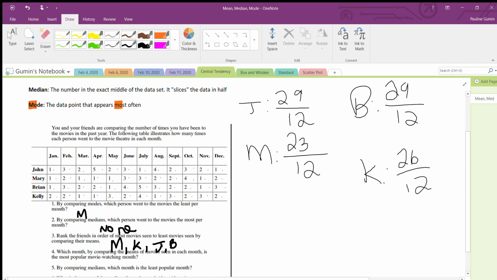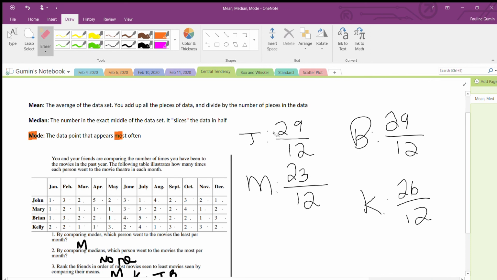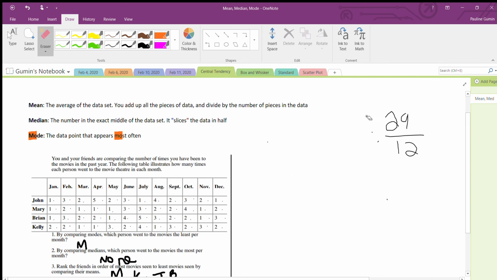Okay, let's continue. Which month, by comparing the means of the movies in each month, is the most popular month to watch? Okay. Well, once again, I'm dividing all of them by 4. That should be a little easier than 12. I have that in my memory banks. And I'll write the numbers next to the months.